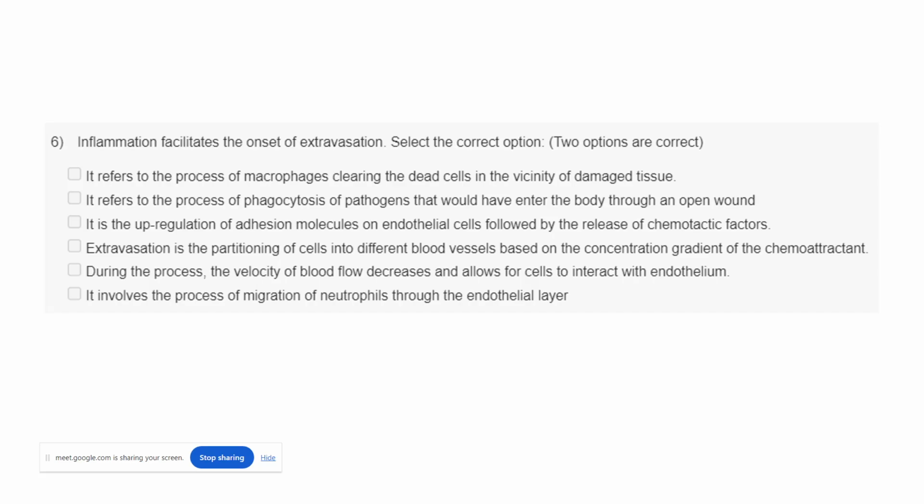Yes, the last two options are correct. Option 3 is also correct. Sorry, Option 3 and the last option: upregulation of adhesion molecules on endothelial cells, followed by release of chemotactic factors. There is upregulation of receptors, right?